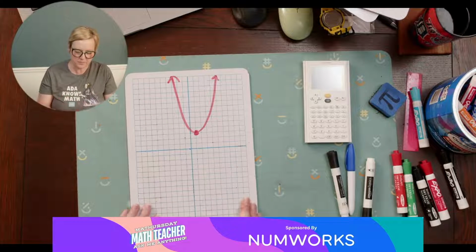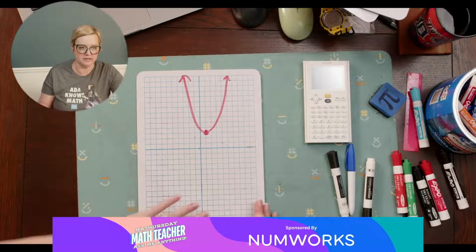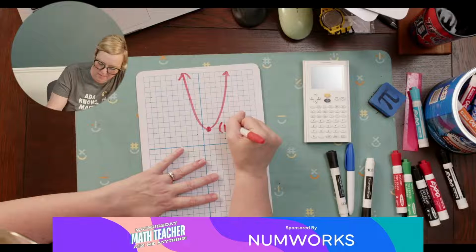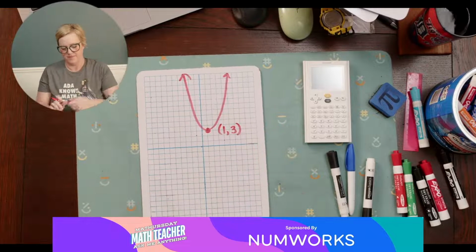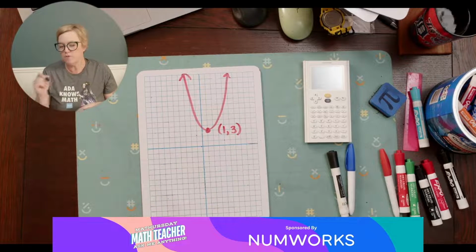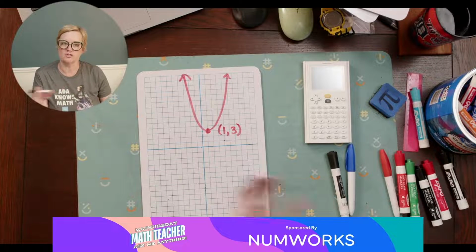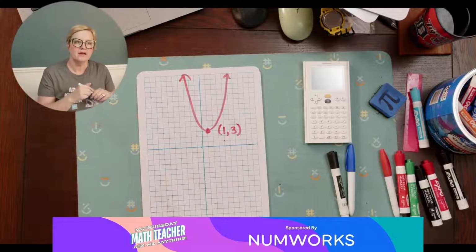Okay, so we've got this quadratic equation, right? So my vertex here is at (1, 3). Domain, no matter what kind of function you are talking about, okay?